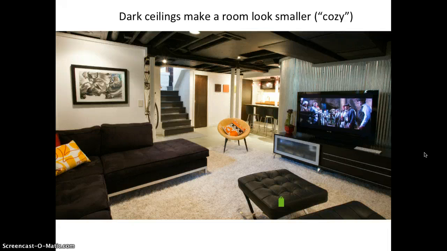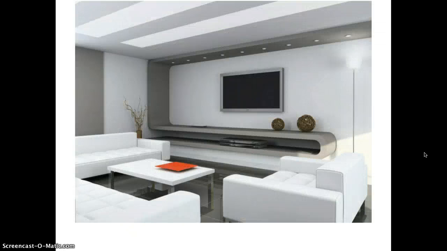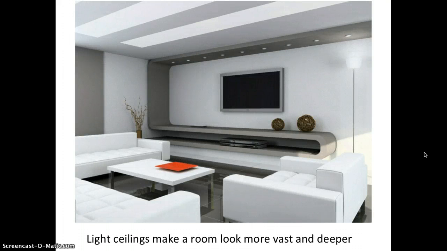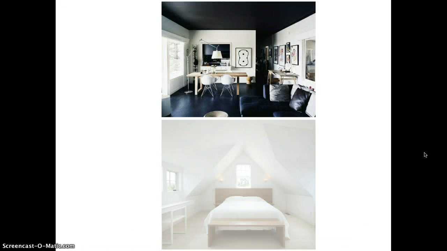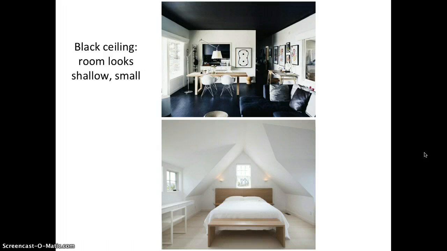Likewise, the color of ceilings can make something look different. Dark ceilings make a room look smaller. Maybe you could think of it as cozy. Light ceilings make a room look more vast. It makes a room look deeper. So here's a room with a black ceiling. It looks small, kind of shallow, not very deep. And this white ceiling makes this room look vast, much deeper.